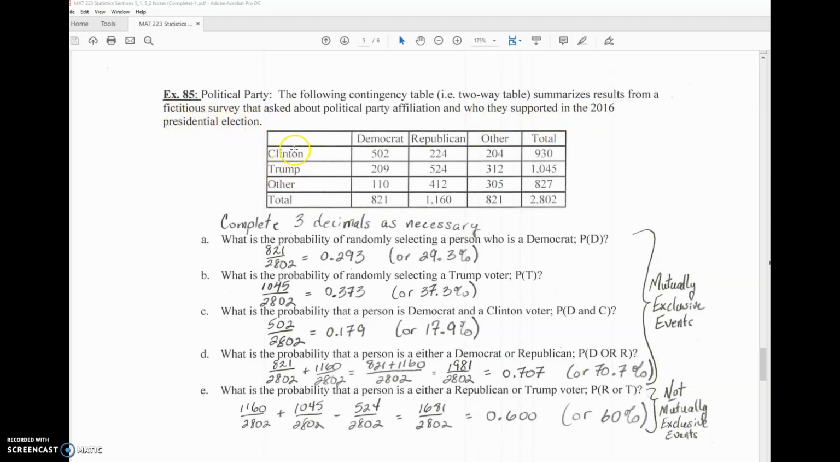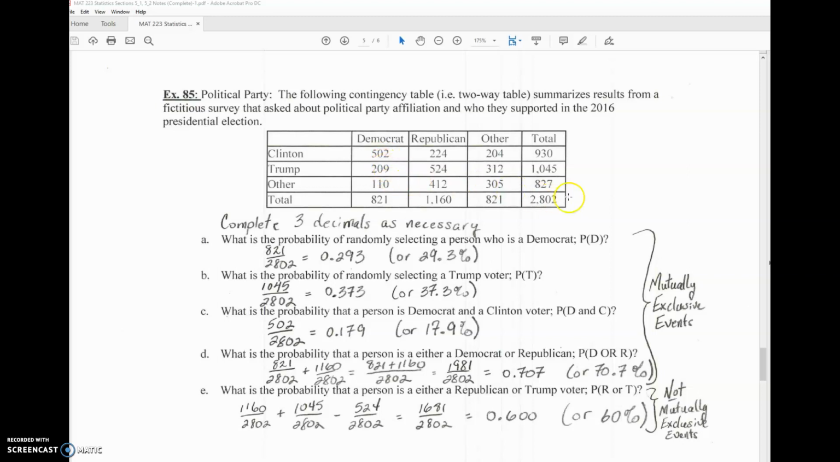So there were two questions summarized here. People were asked, did you support Clinton, Trump, or someone else? They had to pick one of those three. And then they were also asked, are you a Democrat, a Republican, or something else? They picked one of those. So for example, these 209 people answered that they supported Trump and they were Democrats.